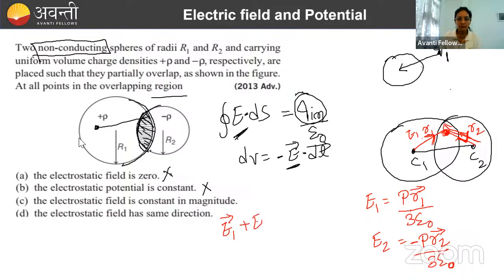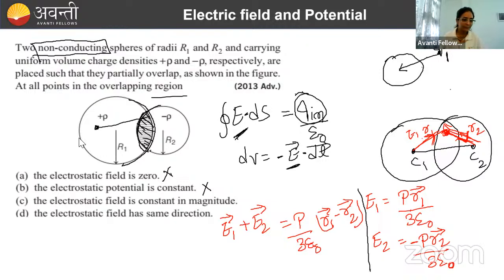So what we are going to get, E1 plus E2, will be equal to rho by 3 epsilon naught times R1 minus R2. This is R1, this is minus R2. So R1 minus R2 will be equal to what? Let me separate it out.